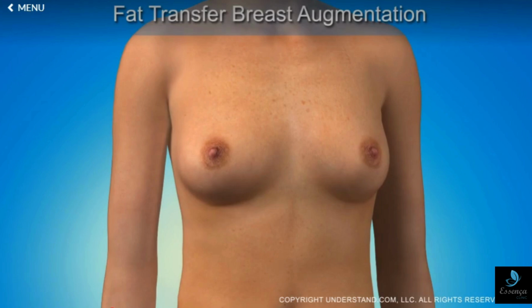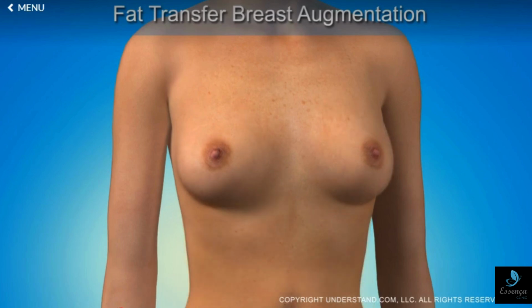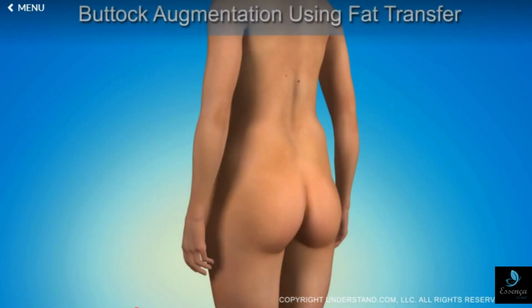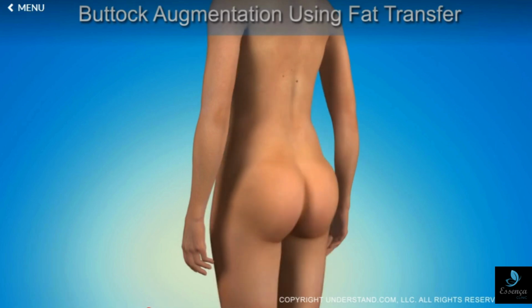Women who are dissatisfied with the size of their breasts or have experienced changes in breast appearance can achieve fuller, shapelier breasts with a fat transfer breast augmentation. A fat transfer breast augmentation results in only a small increase in breast size, but offers natural-looking results. Weight loss, aging, and heredity may cause you to be unhappy with the size and shape of your buttocks. A buttock augmentation using fat transfer can help add volume and create a more youthful, shapelier appearance.